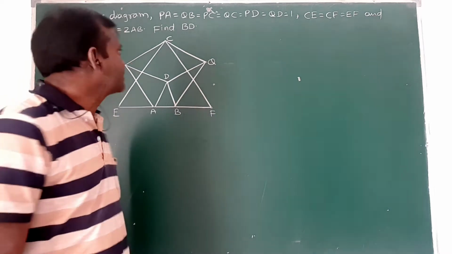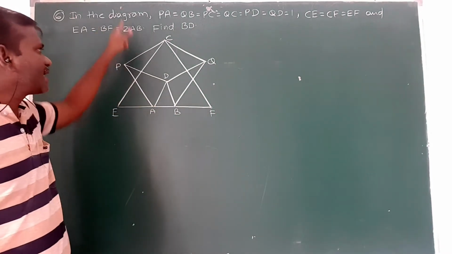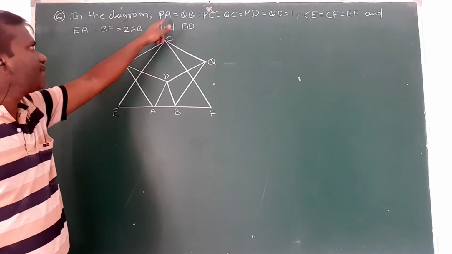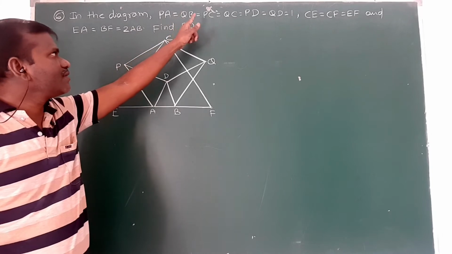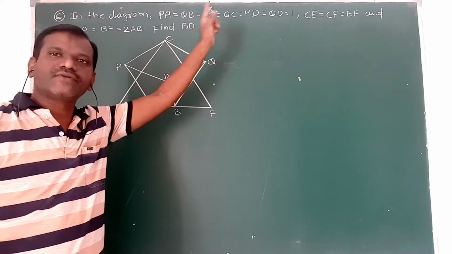So today's geometry question we will discuss. Today's question is in this diagram. One diagram is given here. In this diagram, PA is equal to QB is equal to PC is equal to QC is equal to PD is equal to QD is equal to 1.